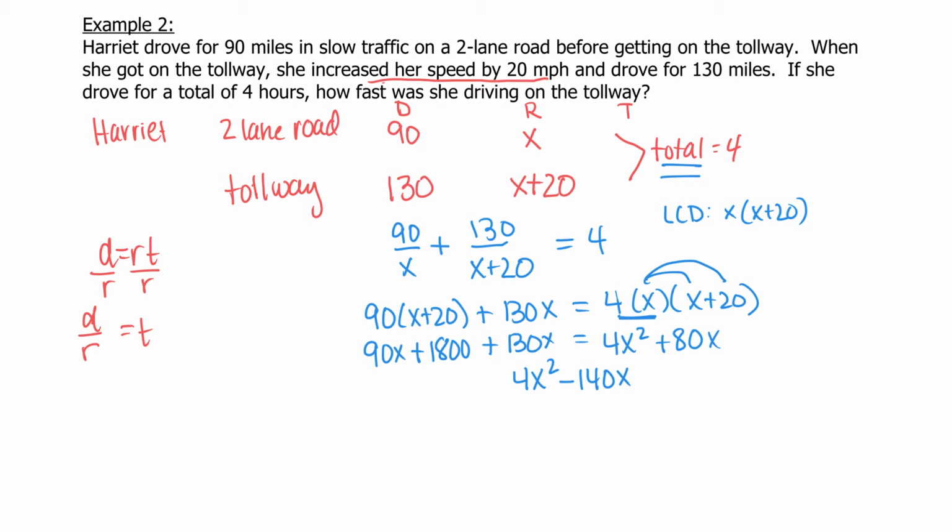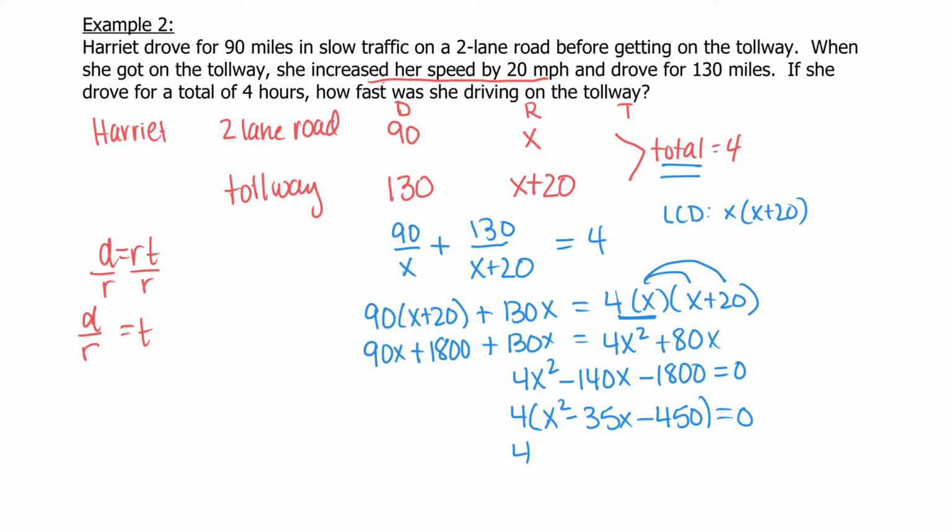And then move the 1800 over. So that would be a minus 1800, and that's going to equal 0. I can divide everything by 4, thankfully. So I have x squared minus 35x minus 450.